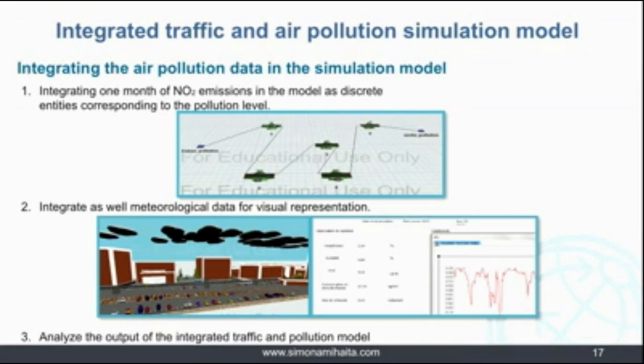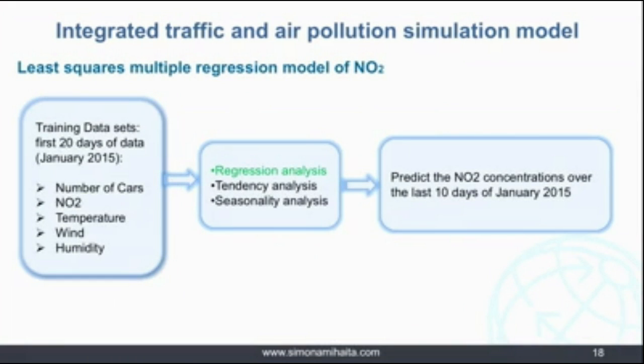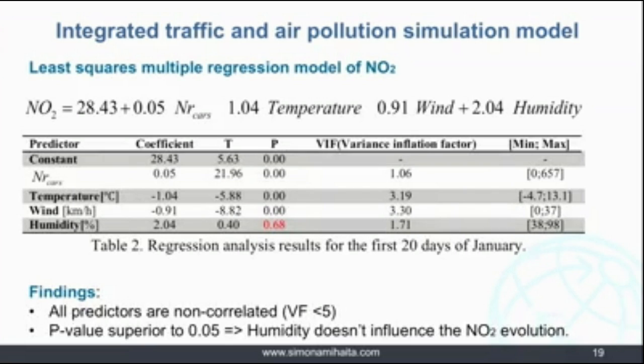It was interesting to see, but we still wanted to answer our question: what is the role that the number of cars plays on the NO2 level? So what we did, we applied a least squares multiple regression model of NO2. We trained the model on the first 20 days of data that we had, so all the available data sets, and then we conducted a regression analysis and the trend and seasonality analysis, and at the end we predicted the NO2 concentration on the last 10 days of January.